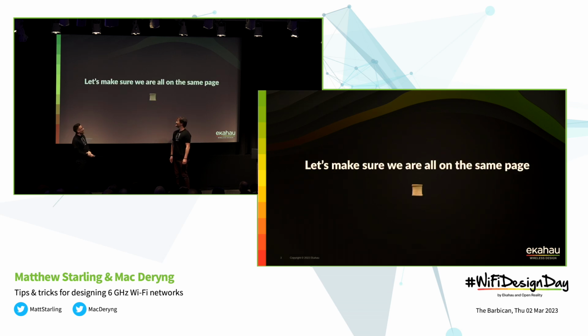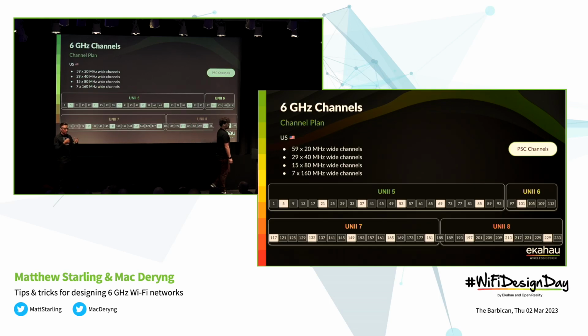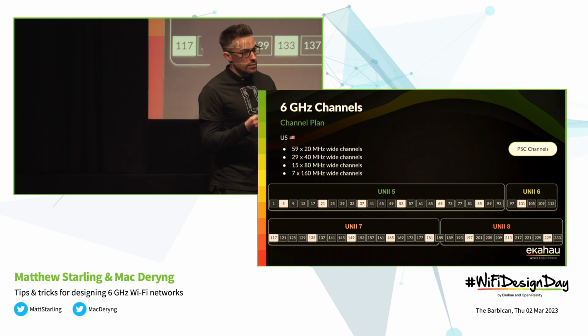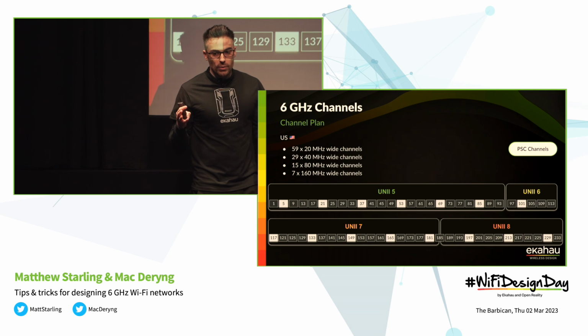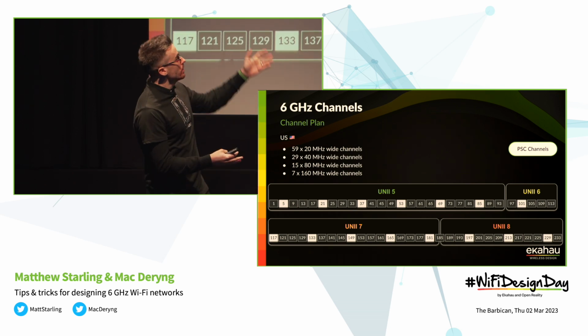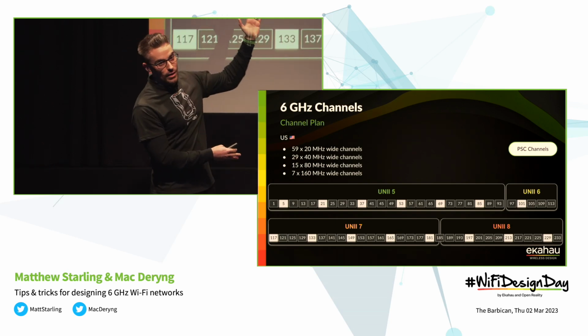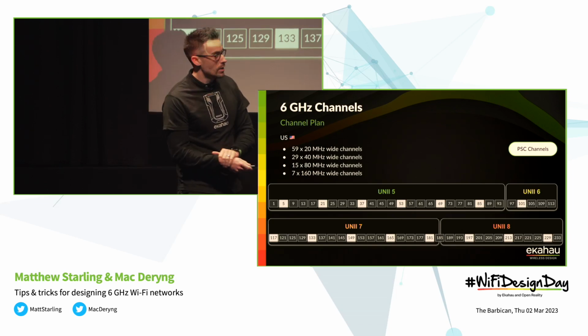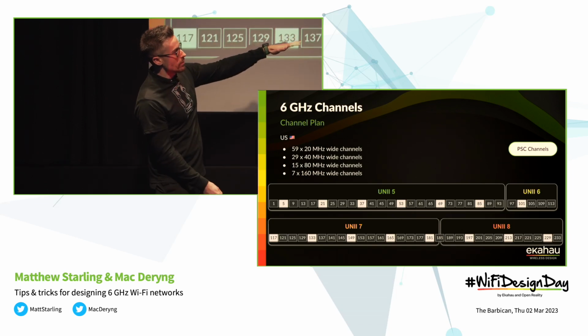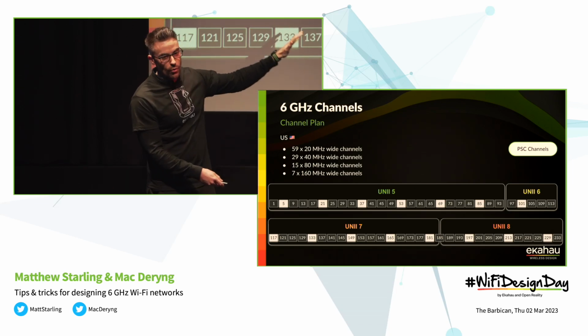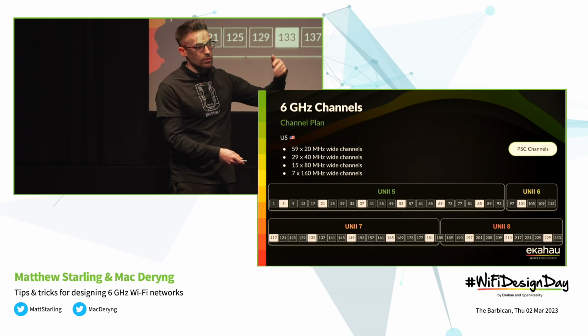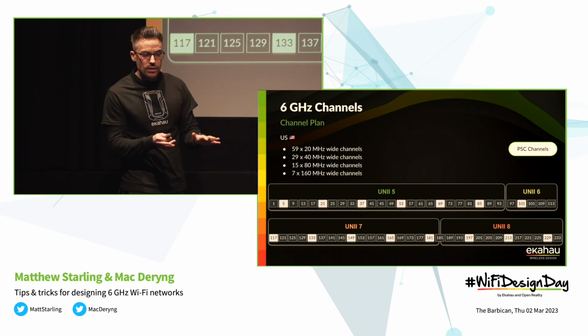We just want to make sure that everybody is on the same page when it comes to 6 gigahertz, because there is so much to learn and so much new cool stuff that comes with it. So first of all is the amount of additional spectrum that we're getting. In the States, Tobias mentioned earlier that they get a big chunk of additional spectrum, 1.2 gigahertz, which equates to 59 20 megahertz wide channels, 29 40 megahertz wide channels, 15 80 megahertz, and then 7 160 megahertz wide channels. And what we've got highlighted below is something called the PSC channels, which is very important when it comes to discovering the 6 gigahertz wireless networks, which we're going to talk about in a couple of slides' time in a bit more detail.